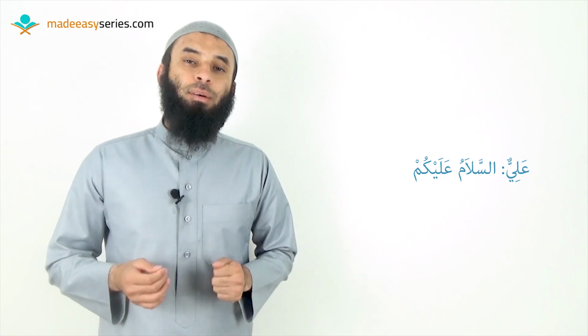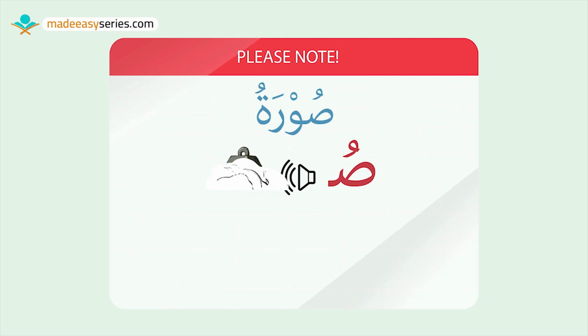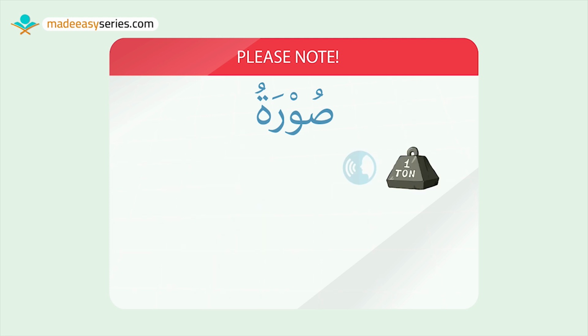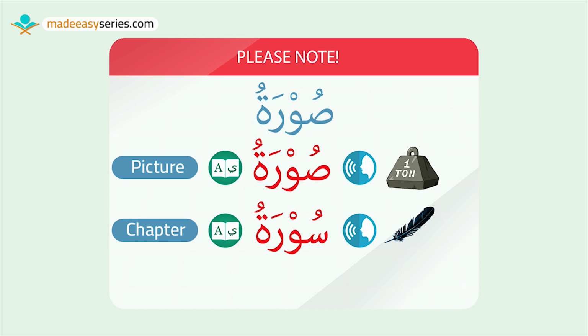Ali, assalamu alaikum. Ammar, wa alaikum assalam. Ali, hadhihi suratu usrati. Please note here that the sad in the word surah should be pronounced in a heavy manner. Surah, and not in a light manner with a seen surah, because doing this will change the meaning. The word surah with a sad means picture or photograph, but the word surah with a seen in a light manner means a chapter or part of a book.